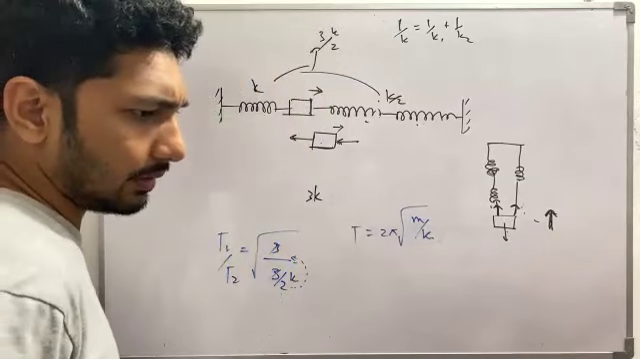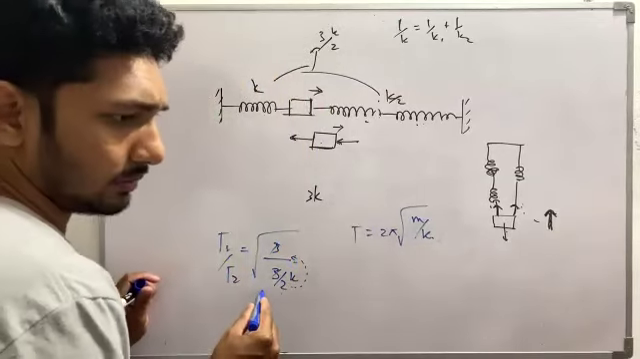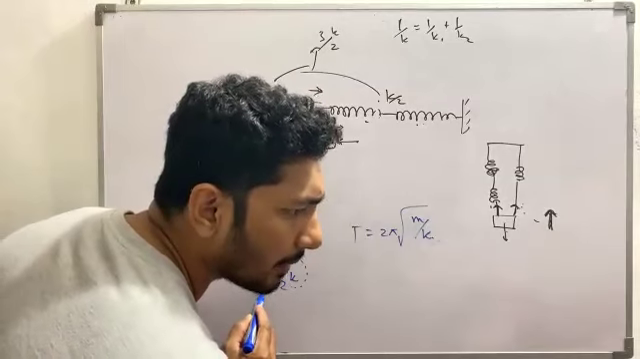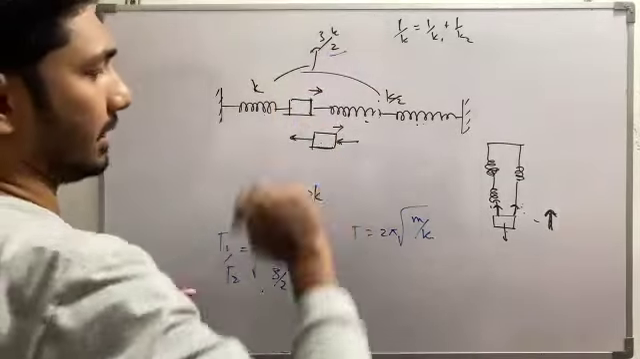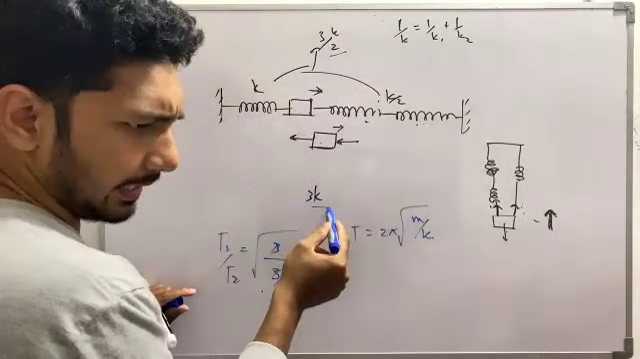A and B, A and B are performing on. I am correct, right? It's 3 by 2. This will be 3K.